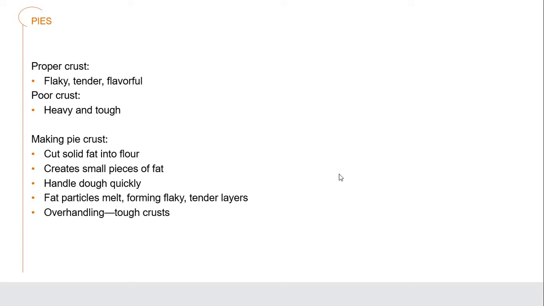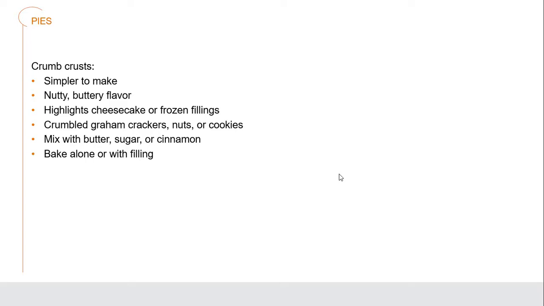So when we're making that pie crust, we're cutting the solid fats into the flour. We want to break them up into the flour so that it creates very small pieces of fat within the flour. So we're always handling that dough quickly. We're not overworking it, like I said, otherwise you can make it much tougher. We want the fat particles in between all the flour to melt as it's cooking, so that it will form a flaky pastry dough top and base, and it makes tender layers that crumble apart. Overhandling makes a very tough crust.